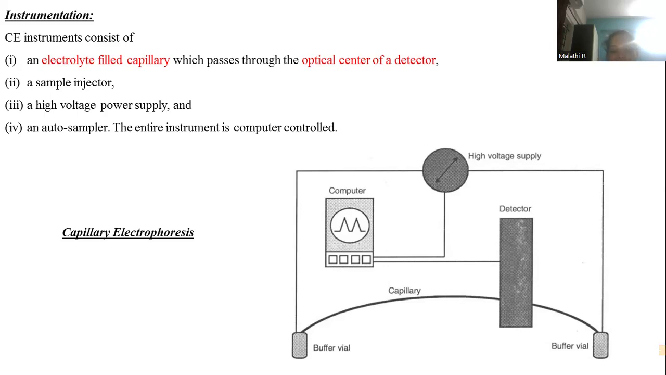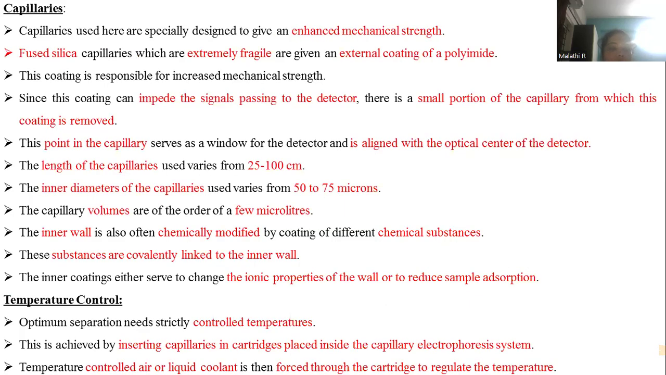So we can see the image in which two buffer vials are there, and those buffer vials are connected by means of a capillary. In between the buffer vials, we have the detector. The detector is placed in between the capillary, and through the detector it is attached to the computer, and both the buffer vials are connected with the high voltage supply, because capillary electrophoresis requires very high voltage in order to separate the molecules.